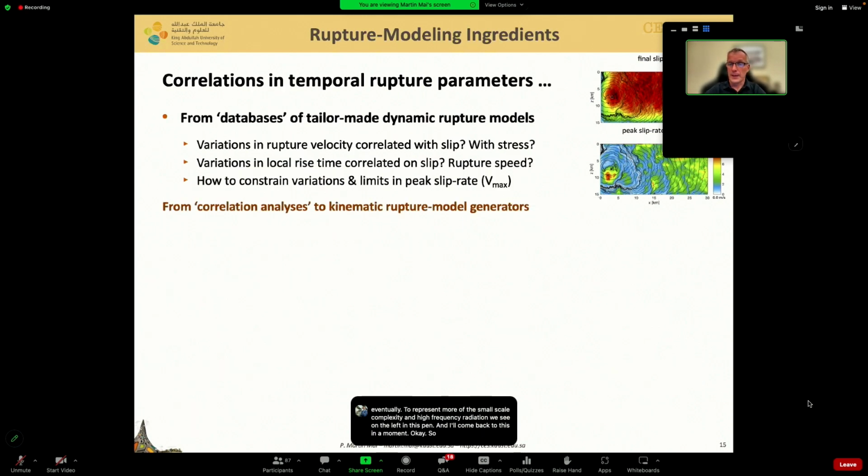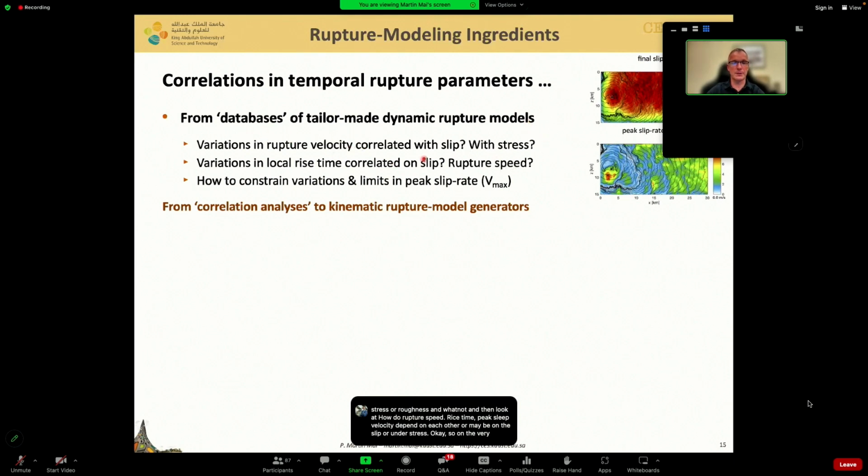Okay, so when we want to build our rupture model generator, we're looking at the correlations of the temporal rupture parameters. And usually we use databases of tailor-made dynamic rupture models. What do I mean by tailor-made? That is, we simulate magnitude 6, magnitude 6.5 or 7 earthquakes, simple fault geometry, add some variations in initial stress or roughness and whatnot, and then look at how rupture speed, rise time, and peak slip velocity depend on each other, or maybe on the slip or on the stress.